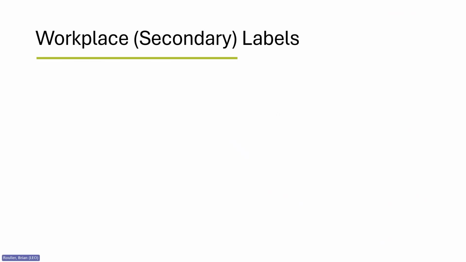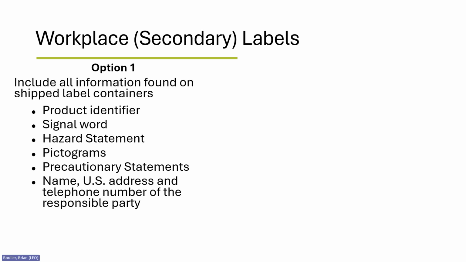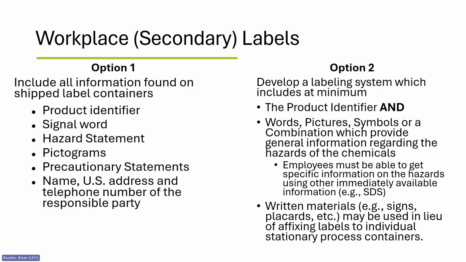When labeling containers which are used to hold chemicals dispensed from a shipped or bulk container, there are two compliant options. The first option is to affix a label which contains all the same required information as a shipped container label. The second option is to ensure that each secondary container is labeled with the product identifier and any combination of words, pictures, or symbols which provide general information regarding the hazards of the chemical. These may include options such as signal words, pictograms, or hazard statements. Specific information must also be available to employees, which may include the safety data sheets.